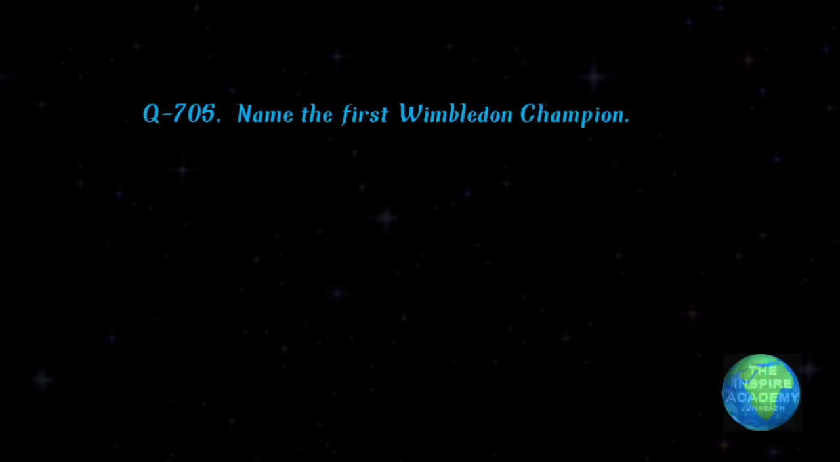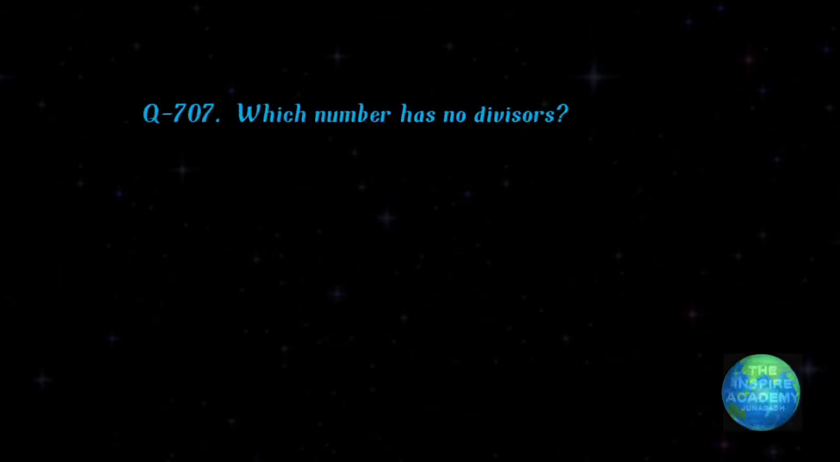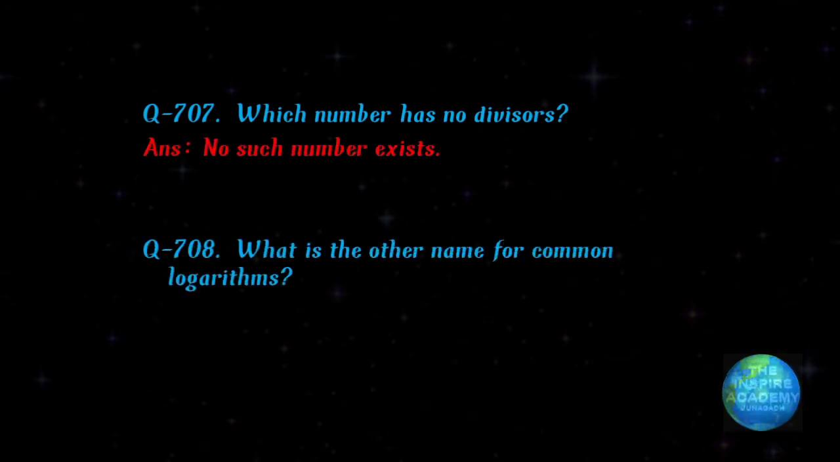Name the first Wimbledon champion. Spencer Gore. In which year was the 100th Wimbledon Championship held? 1887. Which number has no divisors? No such number exists. What is the other name for common logarithms? Briggs logarithms.